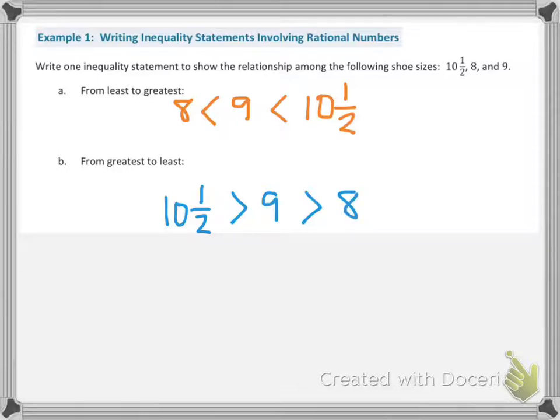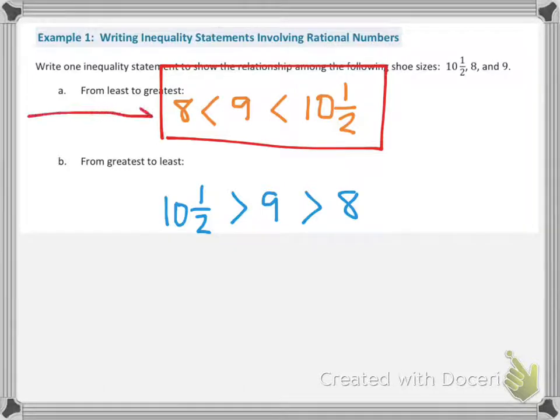So I've done both from least to greatest and greatest to least, but really, if you think about it, I did that all with my first inequality statement. It just depends on how you read it. If I read from left to right, I have least to greatest. 8 is less than 9, which is less than 10 1/2. Or if I read from right to left, I have my greatest to least. 10 1/2 is greater than 9. Remember the sign, the first part of the sign I get to, I'm reading this way. That means greater than now, so 10 1/2 is greater than 9, which is greater than 8.